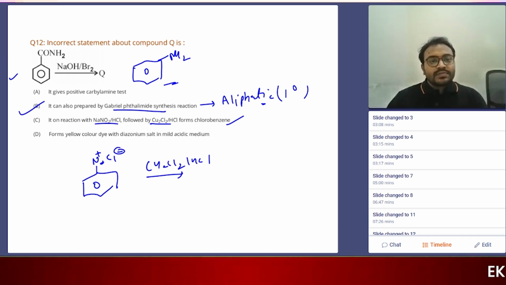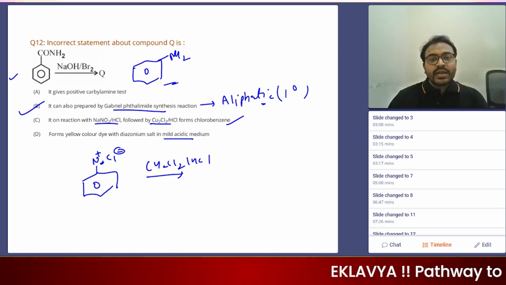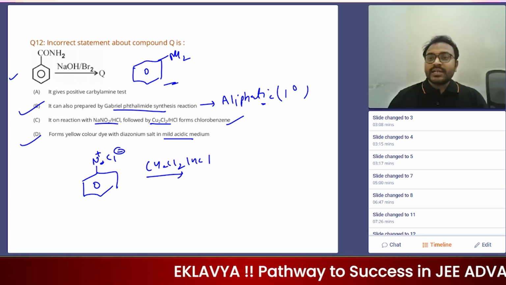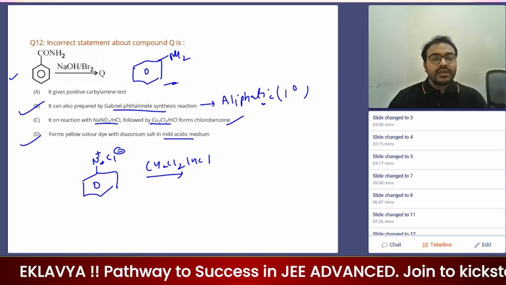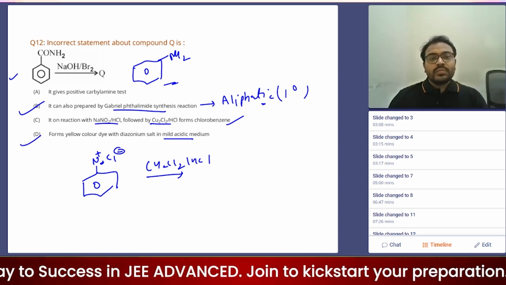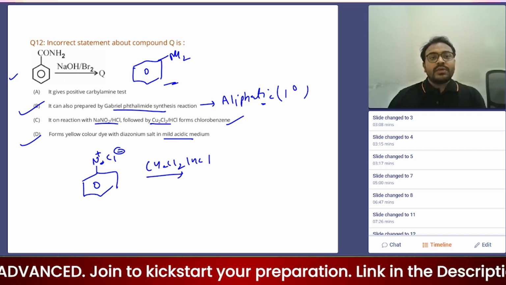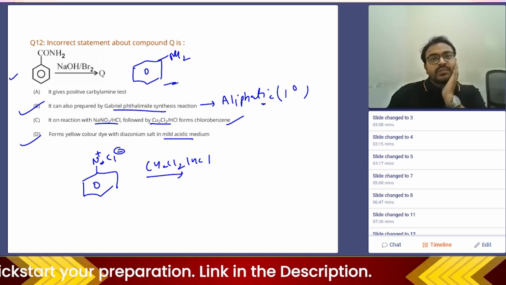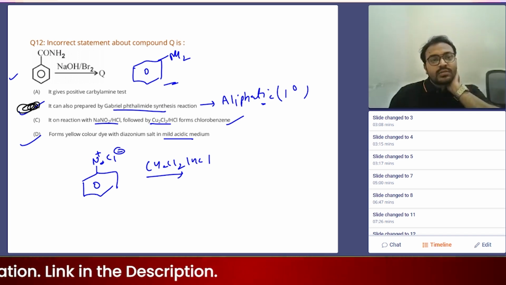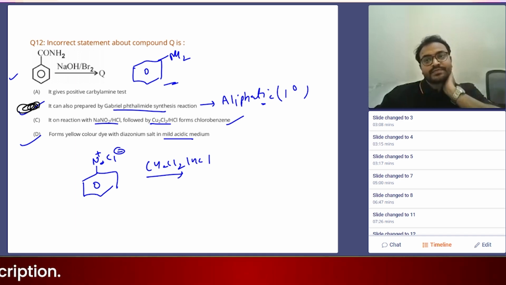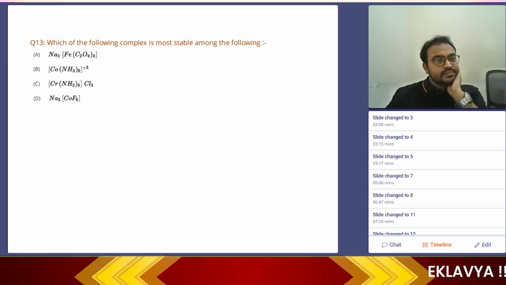And this aniline forms a yellow color dye with diazonium salt in mild acidic condition. Yes, that is also a correct statement. It can form a yellow color dye. Okay, but we need to choose the incorrect one. So the incorrect one is this one, option B. Right?